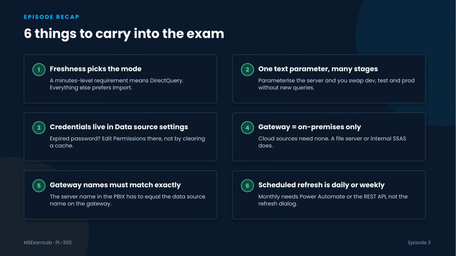4. Gateway equals on-premises only. Cloud sources need none. A file server or internal SSAS does. 5. Gateway names must match exactly. The server name in the PBIX has to equal the data source name on the gateway. 6. Scheduled refresh is daily or weekly. Monthly needs Power Automate or the REST API, not the refresh dialog.